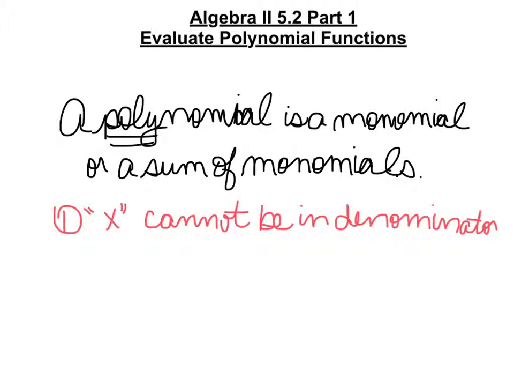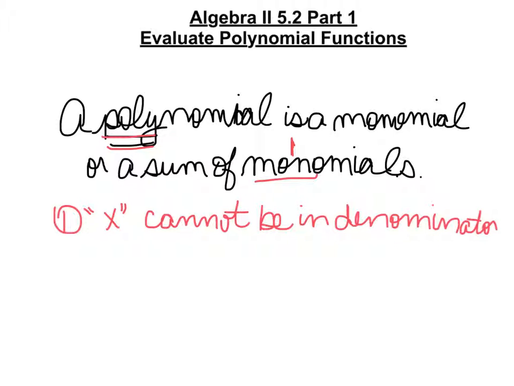Today in Algebra 2, Chapter 5, Section 2, we are going to break this lesson down into two parts. This is part 1, where we will be evaluating polynomial functions. A polynomial, poly meaning many, is a monomial or a sum of monomials. Mono meaning one. We're going to put a sum of several one terms together.